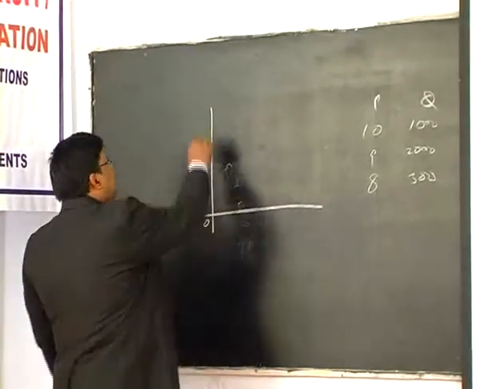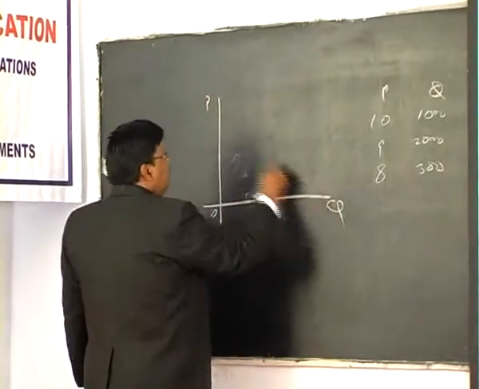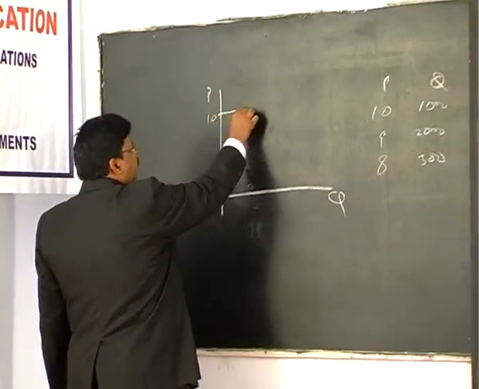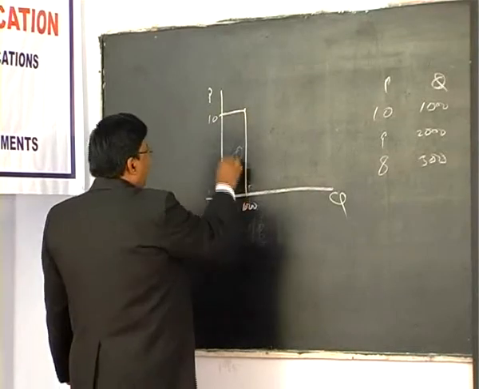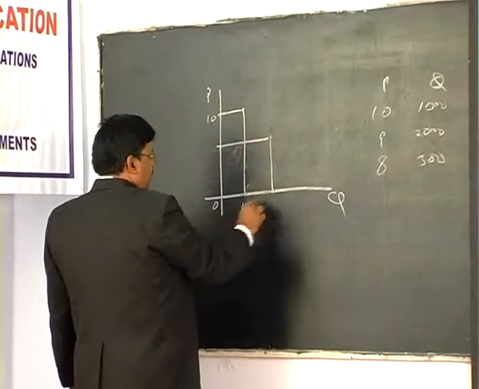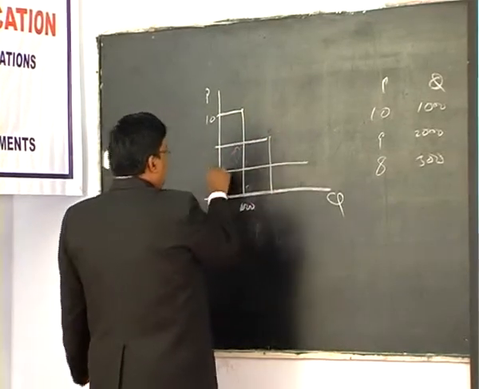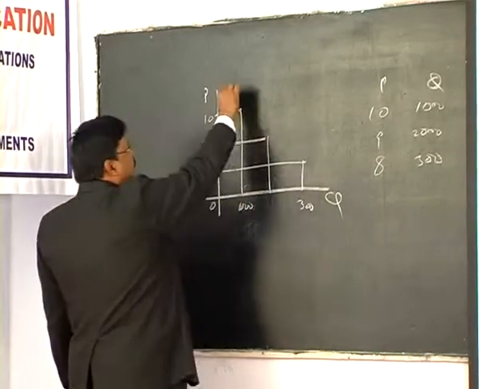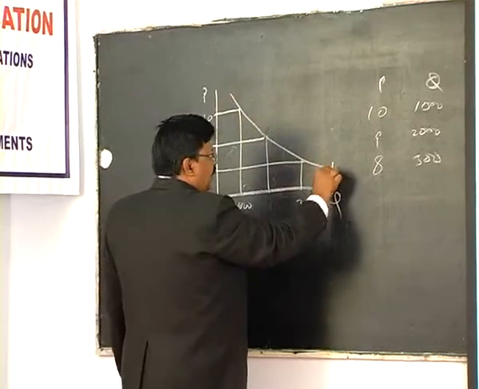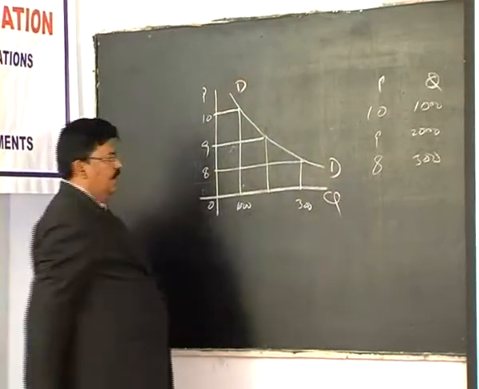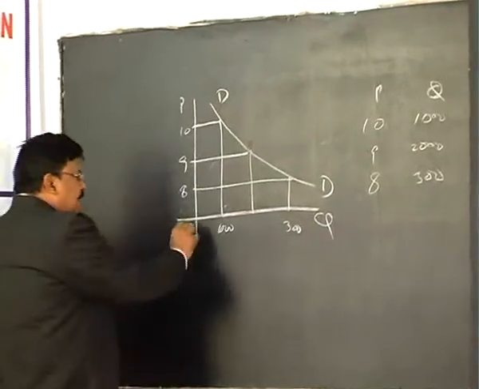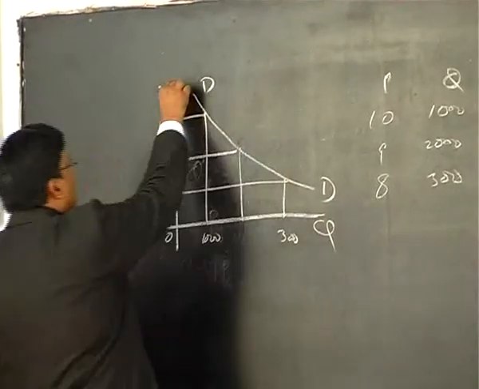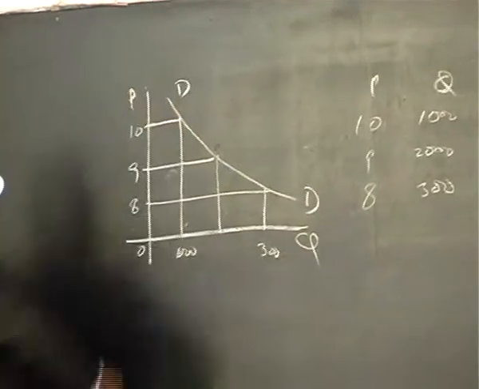For example, here say price and quantity. When price is 10, quantity is 1000. And when price is 9, quantity is 2000, and when price is 8, quantity is 3000. So connecting these points, you will get the demand curve. So DD is the demand curve. On the x-axis we have represented quantity, and on the y-axis we have represented price.